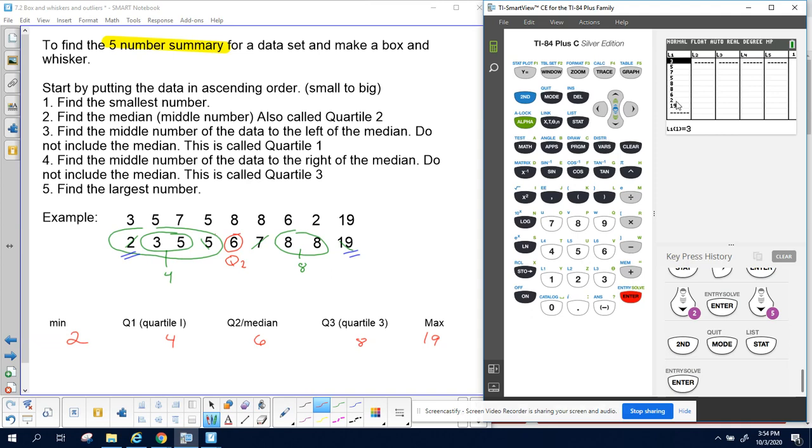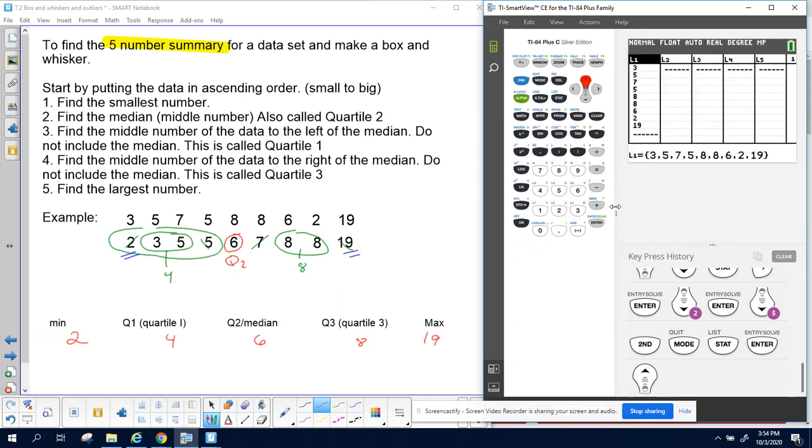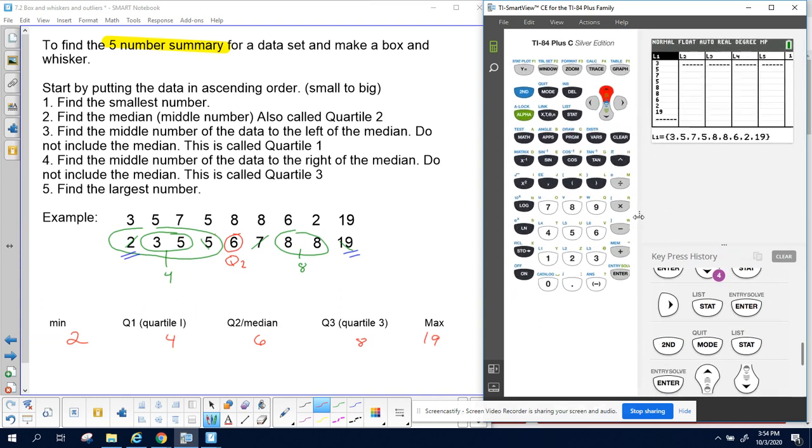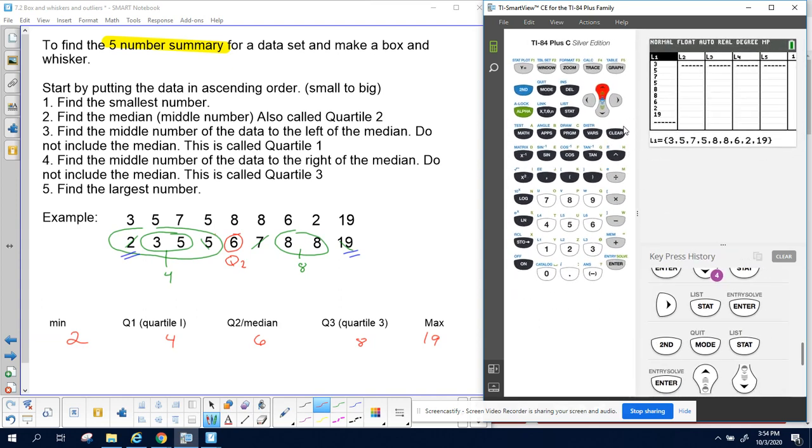If there's anything in your list and you want to clear it out, you have to arrow up to the top until the list itself is highlighted. I'm circling it up here, L1. Then if you push clear and then arrow down, those numbers would disappear. So the clear button is here that I'm circling. You can push down or enter, and those would disappear. I typed them in the list already to save us some time. So that is the numbers on the screen, 357, 588, 62, 19.